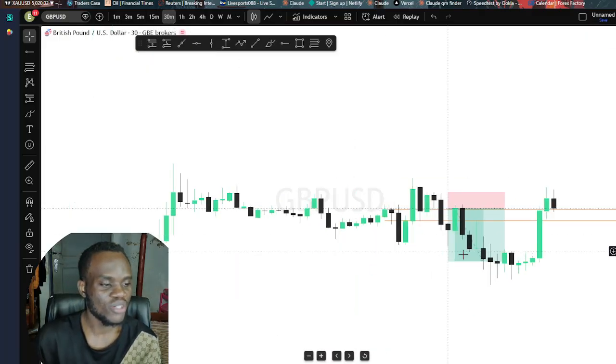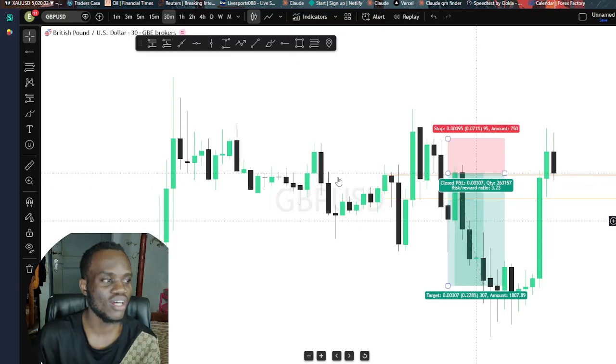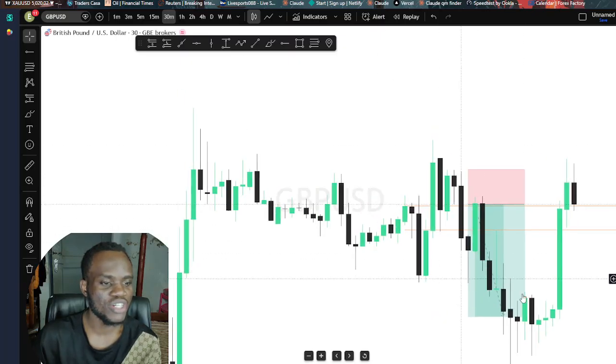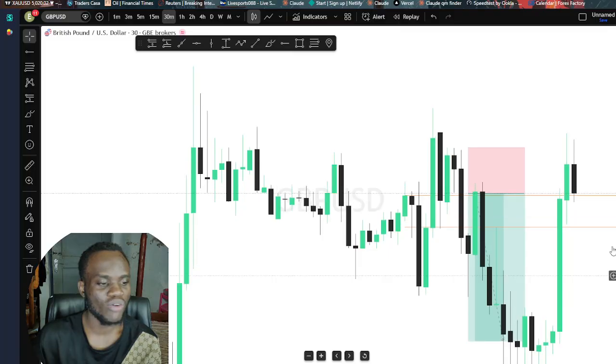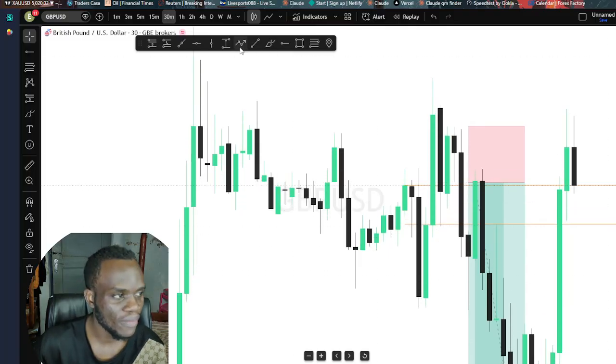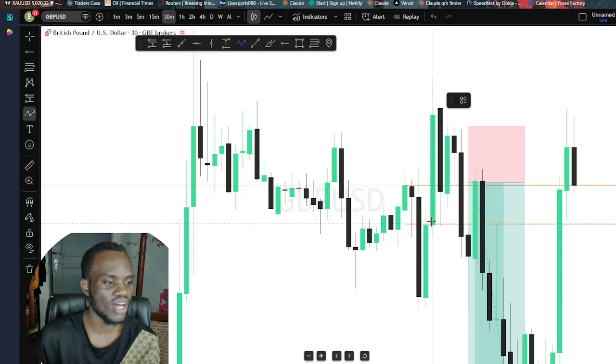So initially, this is the gold chart. I mean the GU, Great British Pound JPY. This is the pair which I traded today. Initially in the morning, I traded this. I thought it was going to retrace to this zone, around here, because I saw that the market was moving like this, and my pattern had formed.